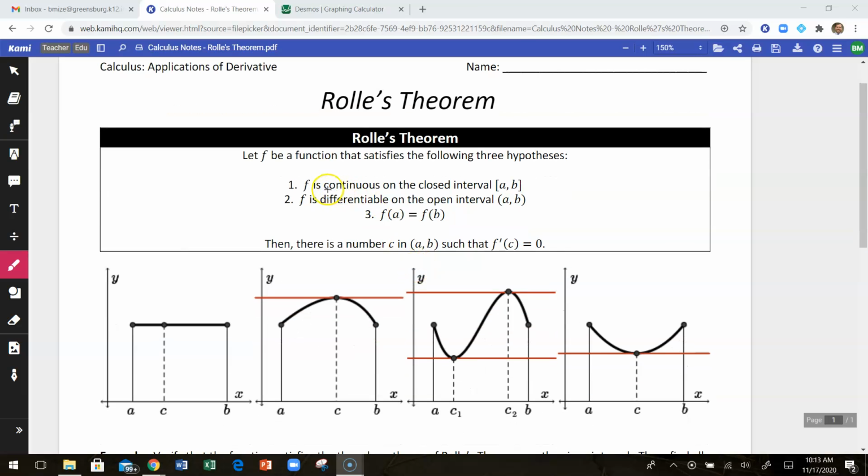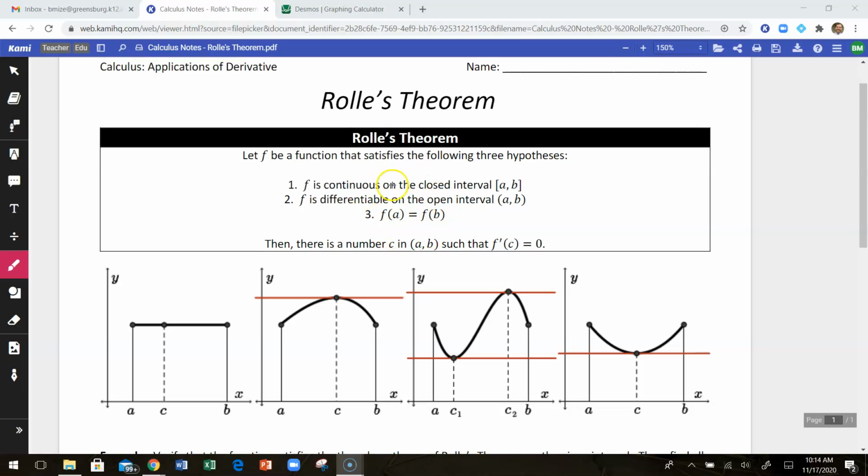So first of all, your function f has to be continuous on a closed interval. It has to be differentiable, which means you can take the derivative at every point on that function over the open interval. So differentiable at every single point except for the endpoints of that interval. That's why it's an open interval there. And then the third condition is that f of a has to equal f of b. What that means is the y values at the endpoints of your interval have to be the same. So those two y values need to be exactly the same, is what condition 3 says.